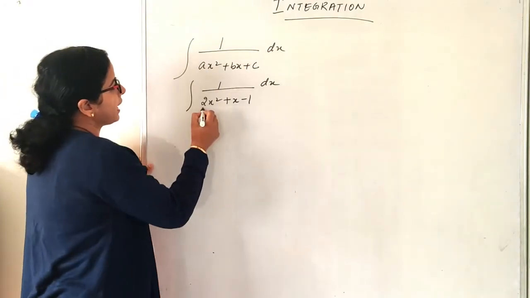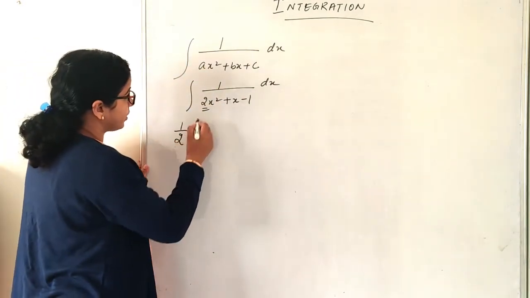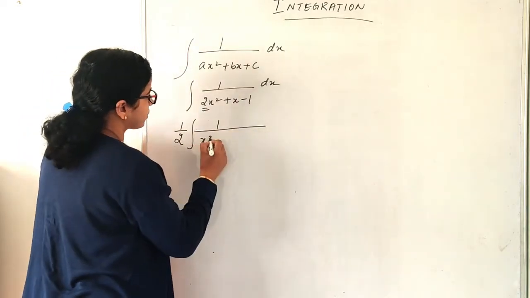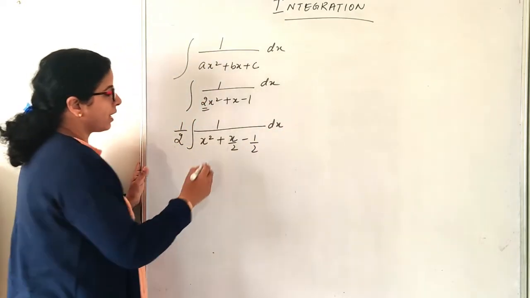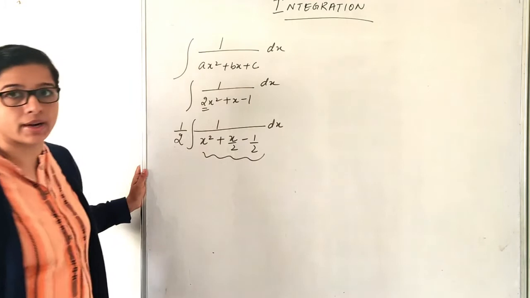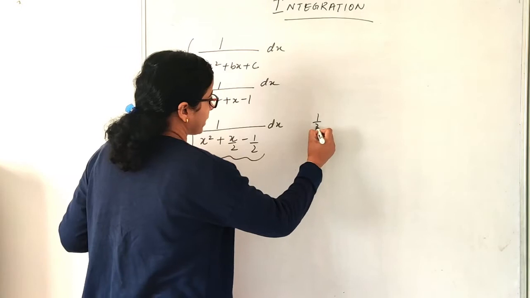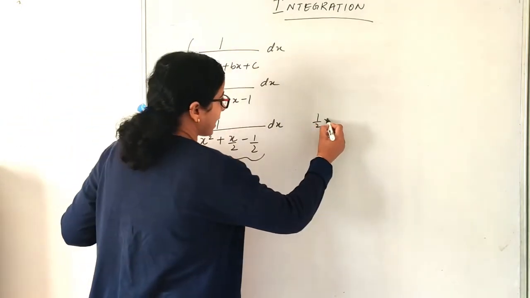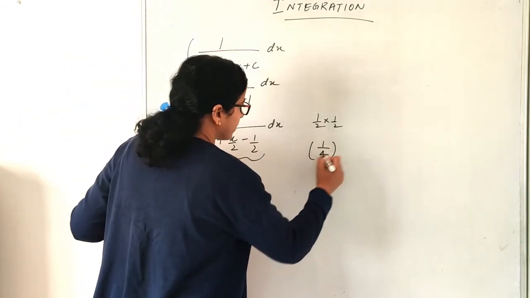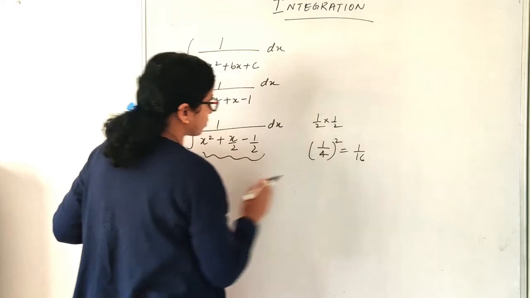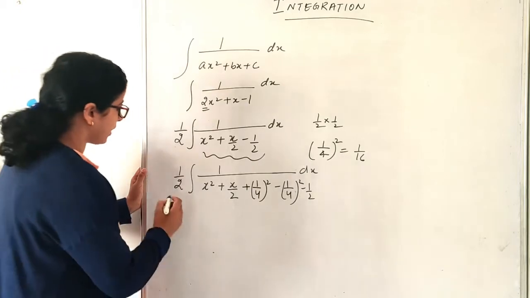So I have the coefficient of x square as 2. So I'll take it out common. So 1 upon 2 integration 1 upon x square plus x by 2 minus 1 by 2 dx. Now I have to make it a perfect square, right? So I will take the coefficient of x. What is the coefficient of x? 1 by 2, correct? Multiply that by half. What you are getting? 1 by 4. Square. What you are getting? 1 by 16. So what we'll do? We'll add 1 by 16 and we'll subtract 1 by 16. Is it clear?